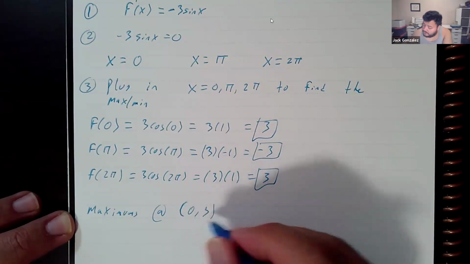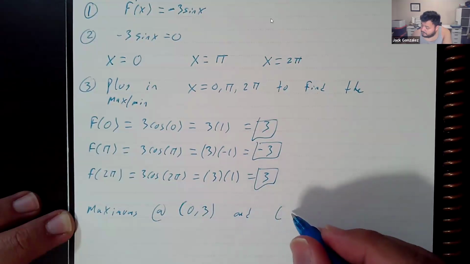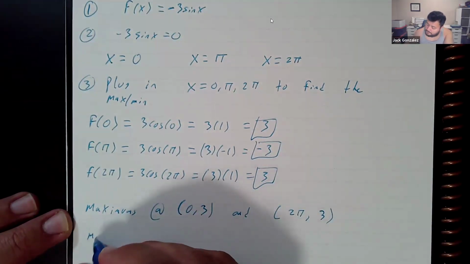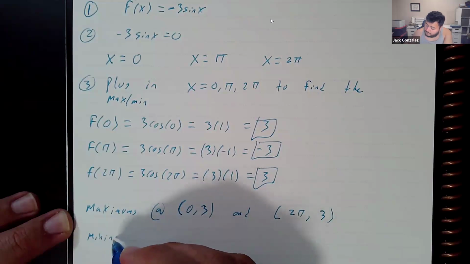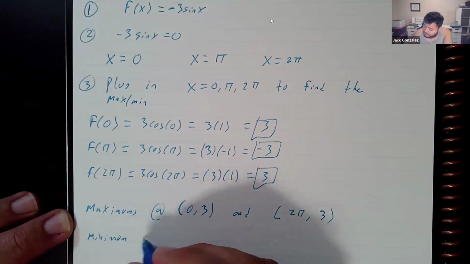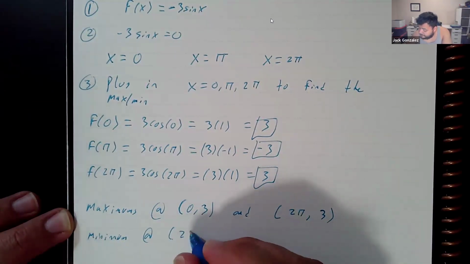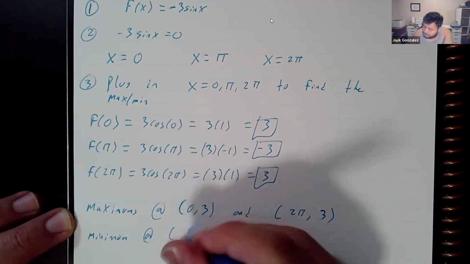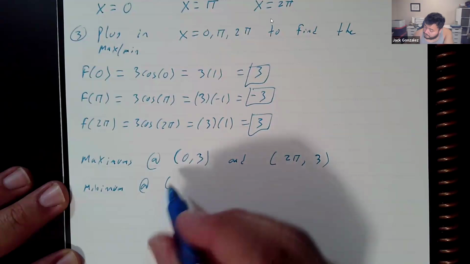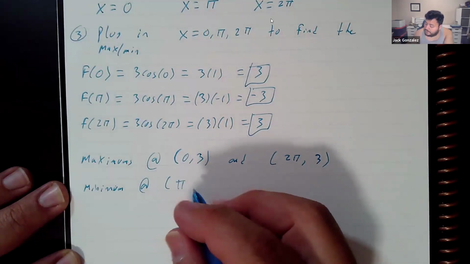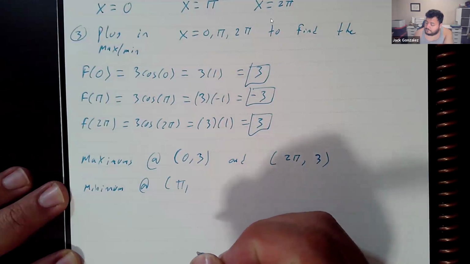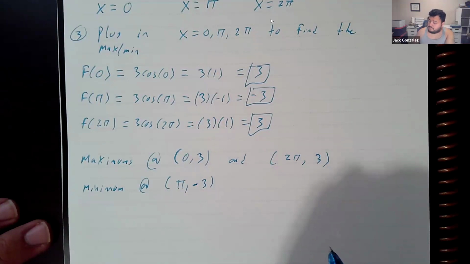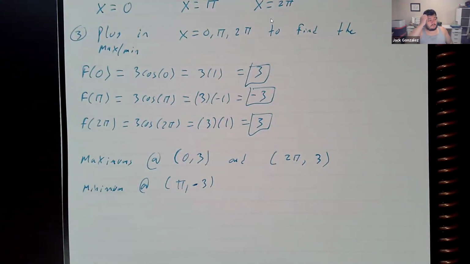So maximums at 0, 3 and 2 pi, 3. Minimum at pi, -3. Any questions on this problem?